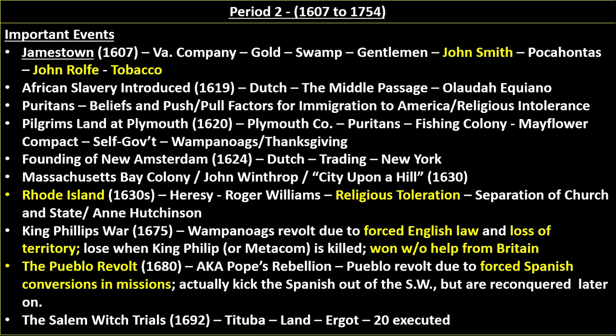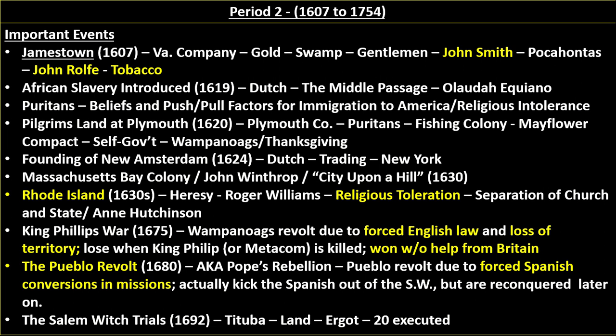Now, there were some people who disagreed with the way the governments were being run in Massachusetts. There were people like Roger Williams who disagreed with the fact that you had to be a member of the church in order to participate in the government itself. And so he begins advocating ideas such as the separation of church and state, two different things. They shouldn't be blended together.